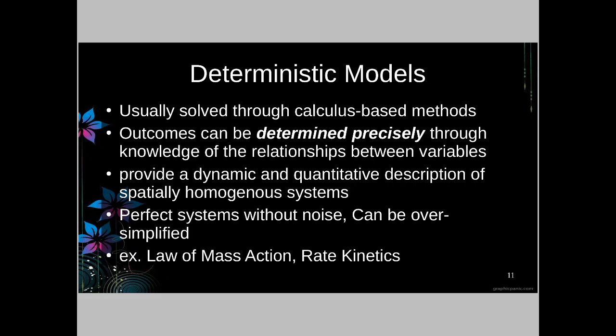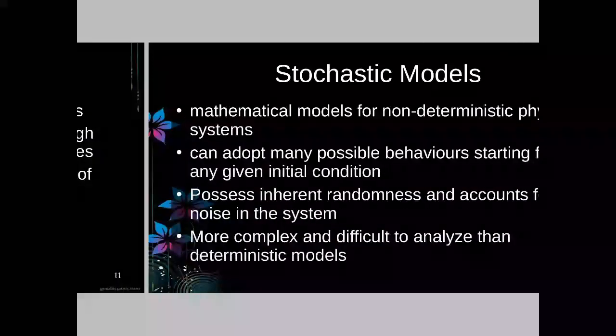One thing about deterministic models is that for it to be possible, your system must be defined as simple as possible. So you have it as homogeneous as you can. It usually defines the system as perfect and without noise. Sometimes the downside of that is that it can be oversimplified. An example of that, the law of mass action and rate kinetics are usually deterministic models. If you know the amount of substrate, you can determine the rate of the reaction. So those are types of deterministic models.